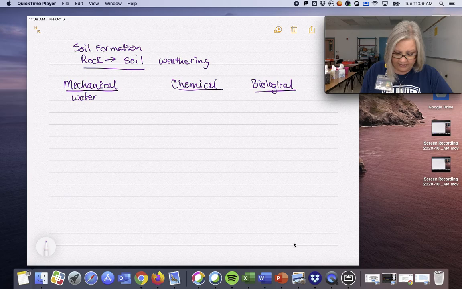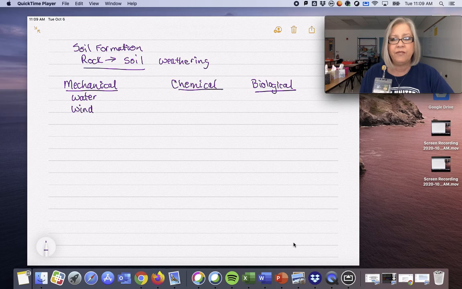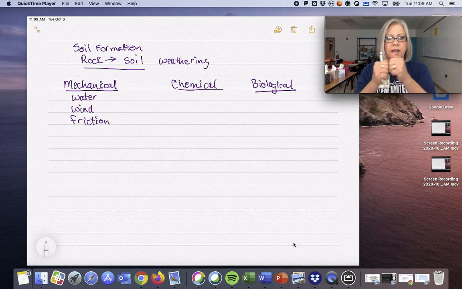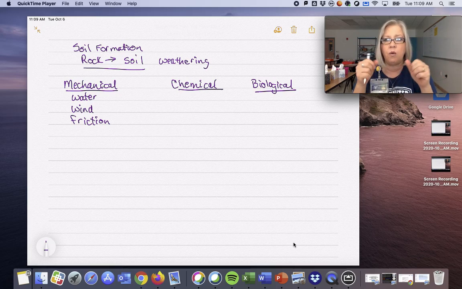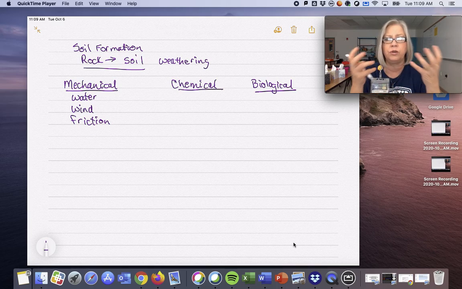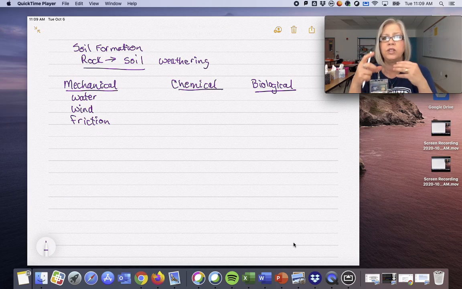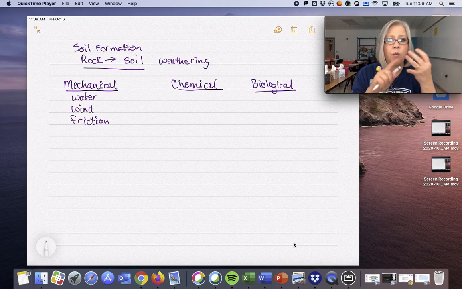Another one is wind. Wind is an excellent mechanical weatherer. And the final one is friction. Usually those work all in conjunction with each other. Friction is rock hitting upon rock. If we were here doing a lab, we would look at how water can work together with the grinding of rock together to create soil. It starts to break the rock down into tiny, tiny pieces. So water, wind, and friction are the big ones with mechanical weathering.